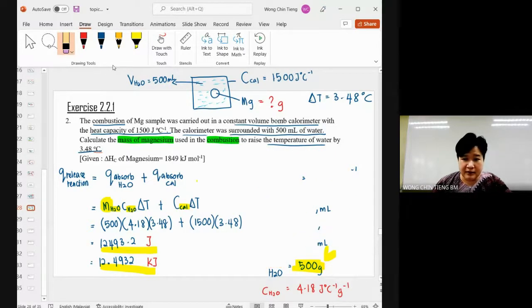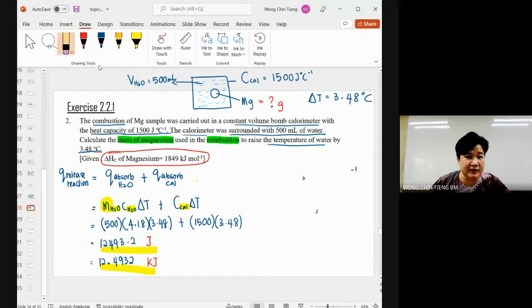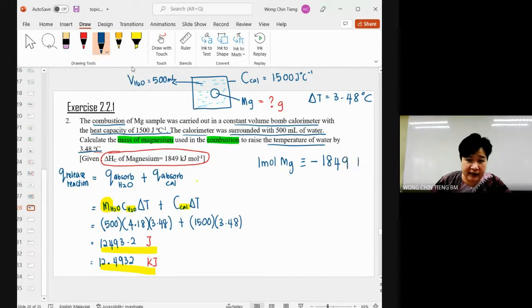Okay. And next, what we do is we are going to compare with the delta H given. Simple. Soalan bagi delta H of combustion magnesium. Apa maksud delta H combustion magnesium? That means 1 mole of magnesium is burned. So kalau 1 mole of magnesium, I will then produce negative 1849 kilojoule. Betul? Kalau 1 mole saya release that much.